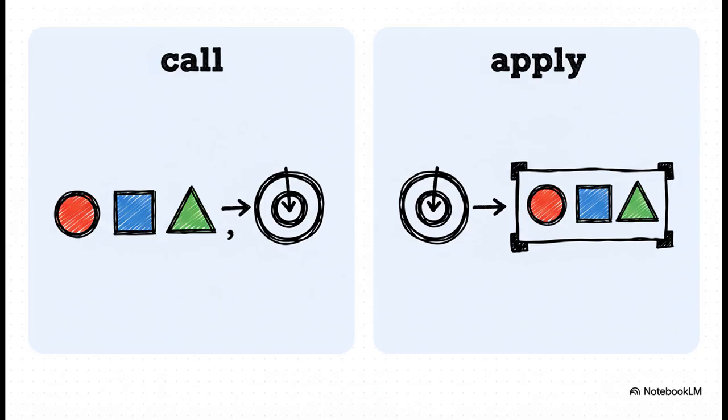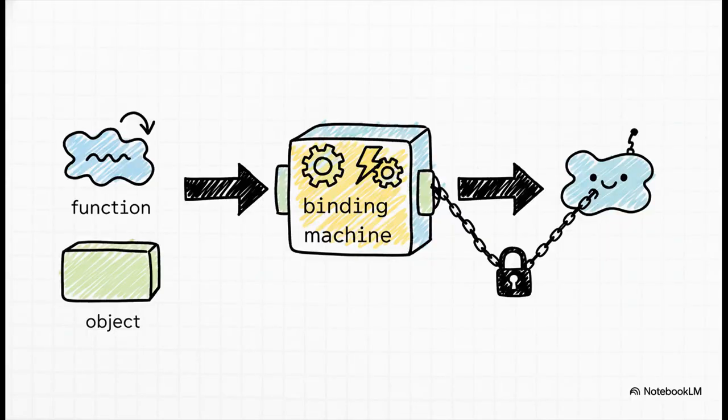So, call and apply are almost identical, as you can see here. The only difference is how you pass arguments to the function you're calling. Call takes them one by one, separated by commas. Apply takes them all at once in a single array. That's literally it. A good way to remember is C for comma and A for array. This is super useful for something called function borrowing, when you want to use a method from one object on a totally different object.